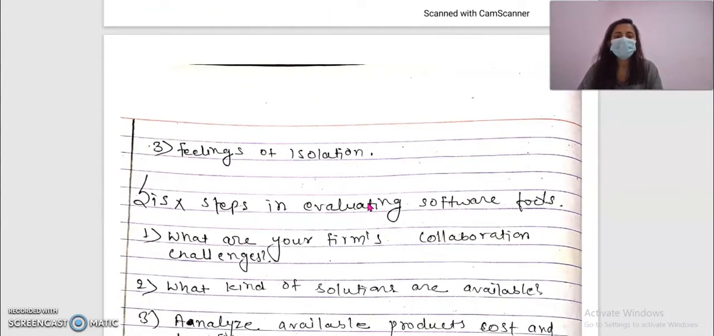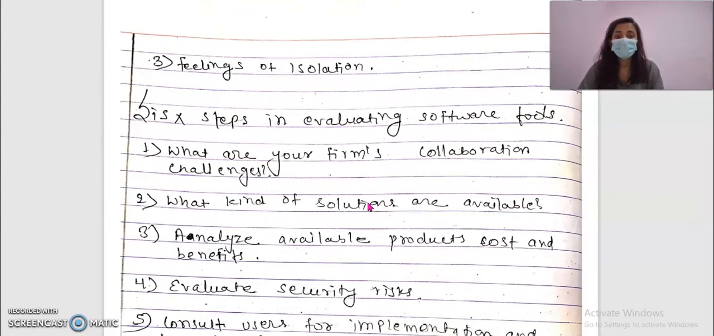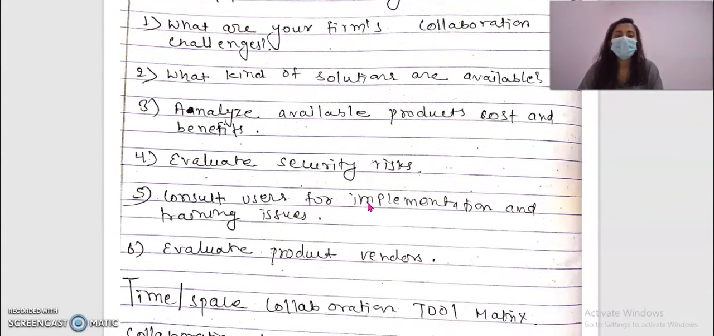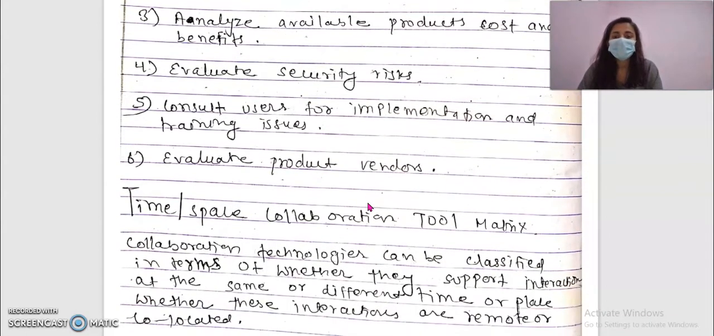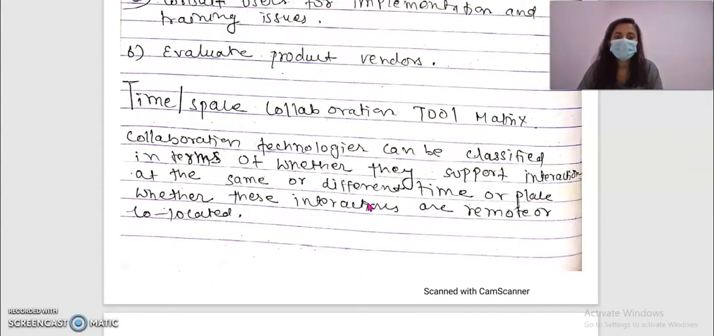Next topic is six steps in evaluating software tools. They are: what are your firm's collaboration challenges? What kind of solutions are available? Analyze available products, costs and benefits. Evaluate security risks. Consult users for implementation and training issues. Sixth one is evaluate product vendors.